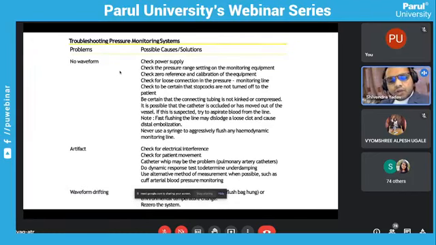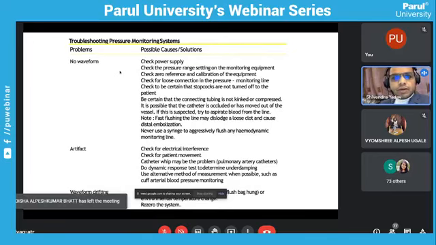Then if you are not getting any waveform and you have got all these things correct, you might have a loose connection in the pressure monitoring line. So always check if your pressure line is connected properly. If it is not connected properly, you may either get a false reading or you may not get a reading.